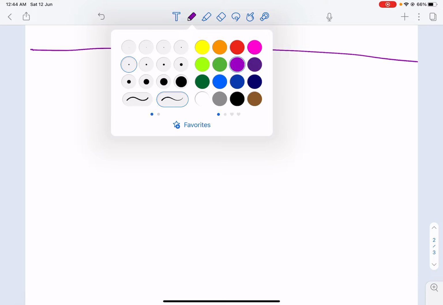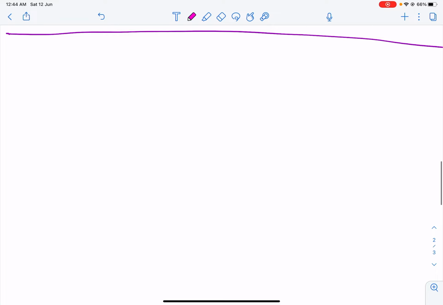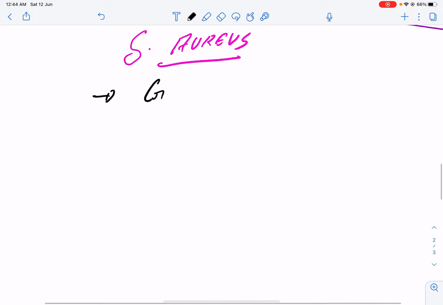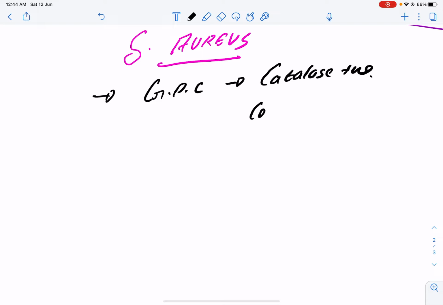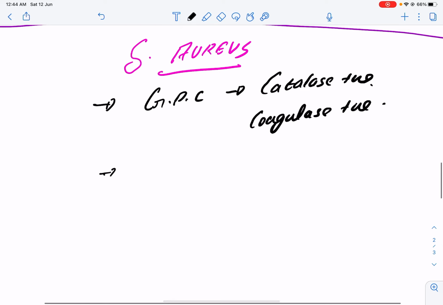Now the important one, the high yield one, that is our coagulase positive, our Staph aureus, that is the pathogenic one. They will cause all the disease. So talking about them, first thing you all know, they are gram positive cocci. They are catalase positive. They are coagulase positive, as we have discussed, right? They have a shape like grape-like clusters.